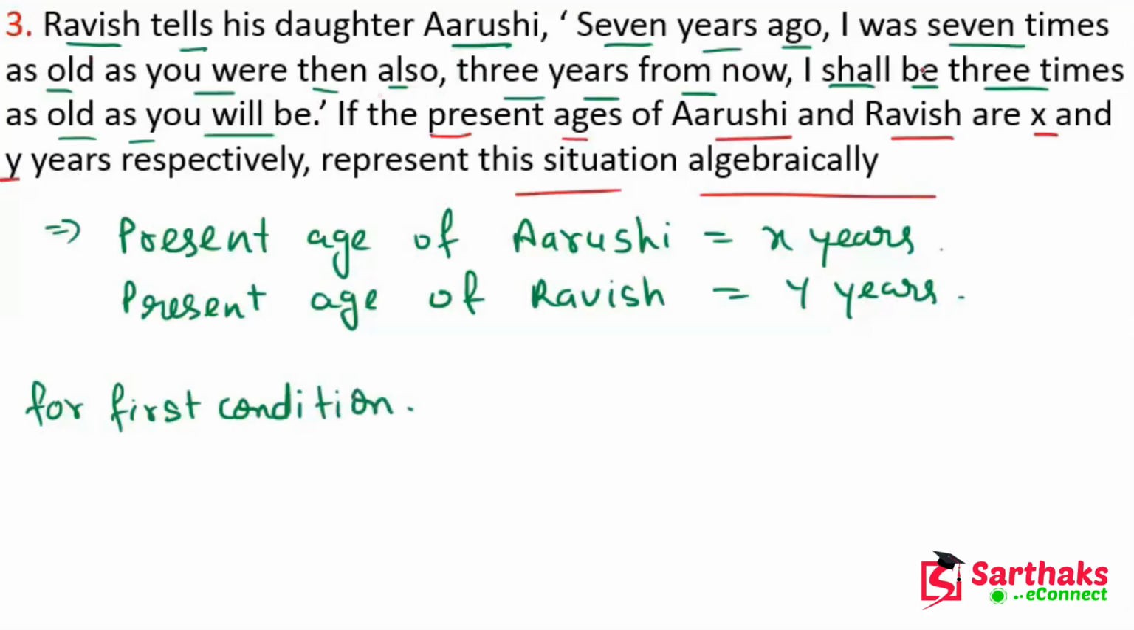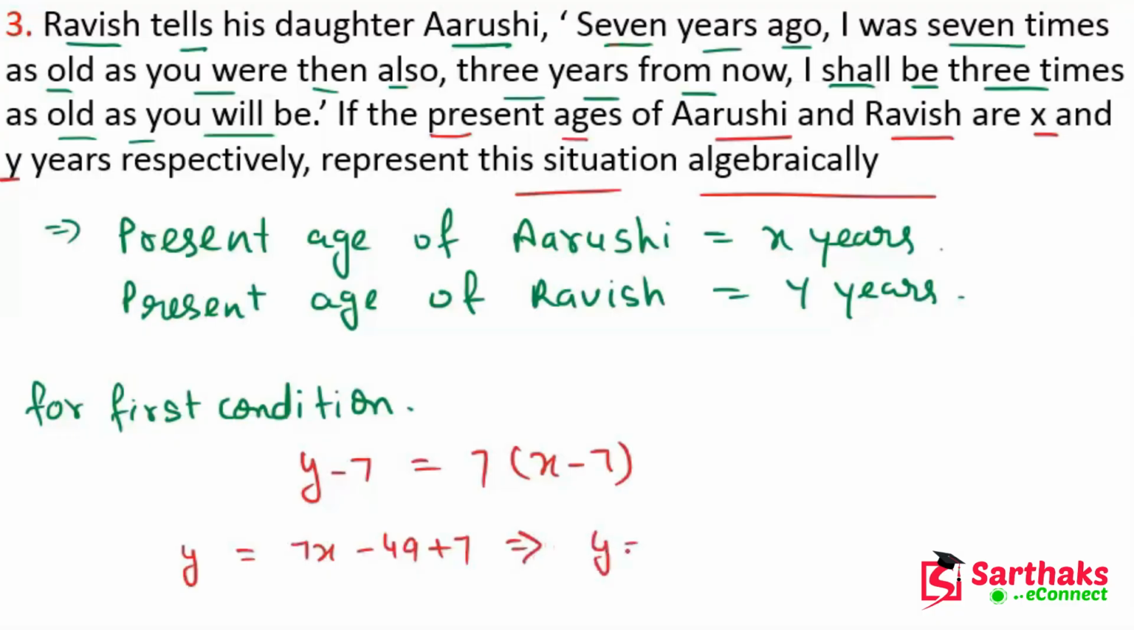Now what is the first condition? The first condition is that Ravish was 7 times as old as Arushi 7 years ago, means the ages are y minus 7 and x minus 7. The age of Ravish is 7 times the age of Arushi, so we have to multiply with 7. So we can write y minus 7 is equals to 7 times x minus 7, so y is equals to 7x minus 49 plus 7. So this will be y is equals to 7x minus 42. This is the first condition.